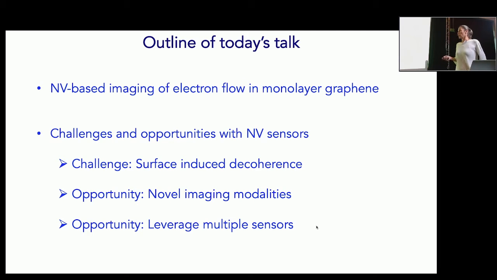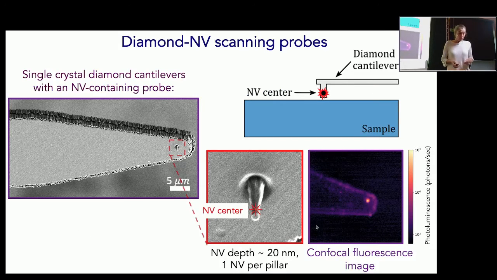I think there are some new opportunities in terms of novel imaging modalities. I talked to you about the basic method of sensing, just looking at shifts in an ESR peak, but there are some exciting imaging modalities in terms of looking at noise. And I think another exciting direction is, instead of using a single NV sensor, leveraging multiple sensors and potentially entanglement between those sensors. Okay.